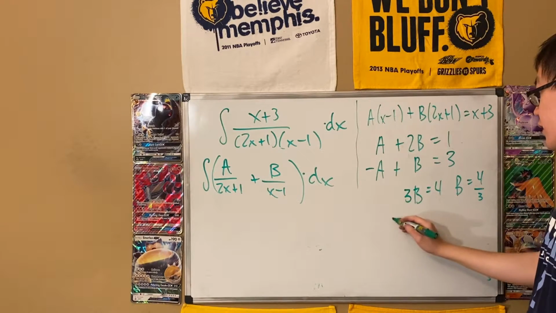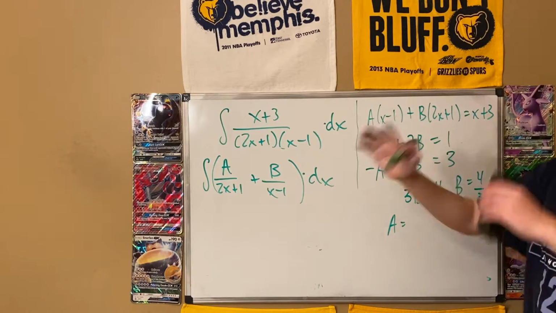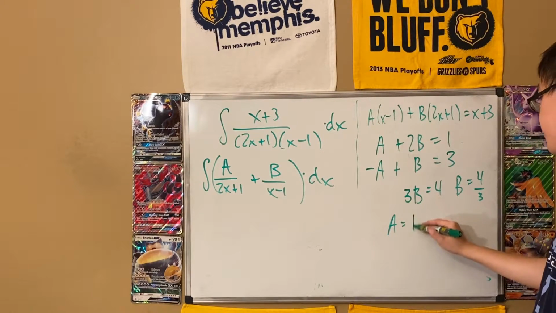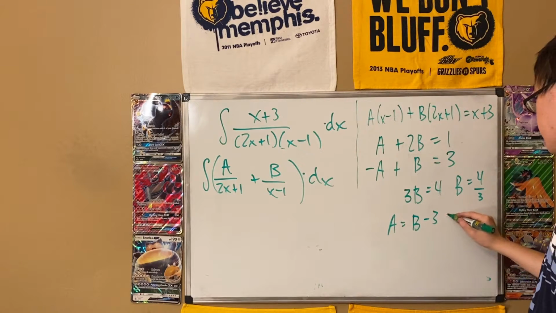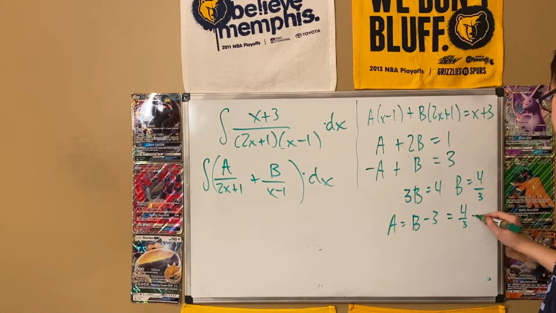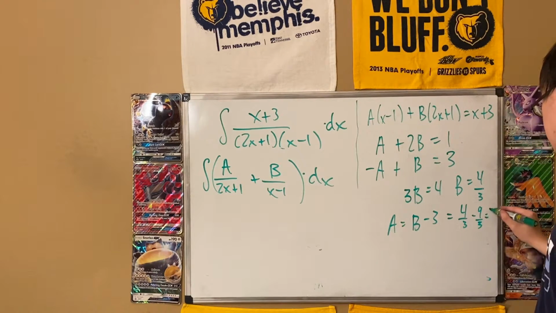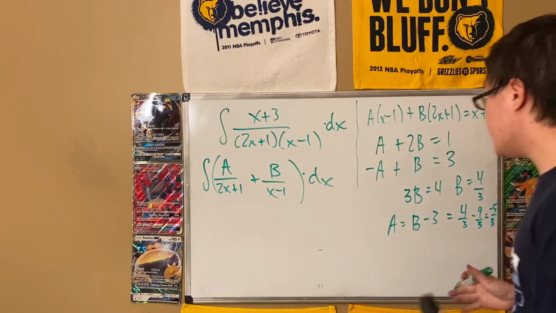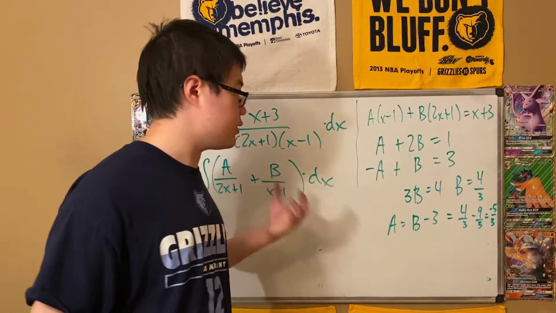And then for a, well, if we bring the a back and then the 3 back, this is all just algebra 1 business. It's going to be b minus 3. A is b minus 3, I believe, which is going to be 4/3 minus 9/3. It looks like a is negative 5/3. So that's going to be negative 5/3. So now we did all the algebra 1 business. Now we are ready for the calculus business.